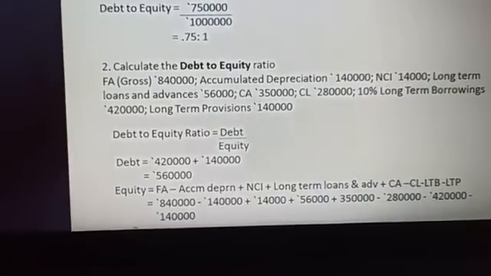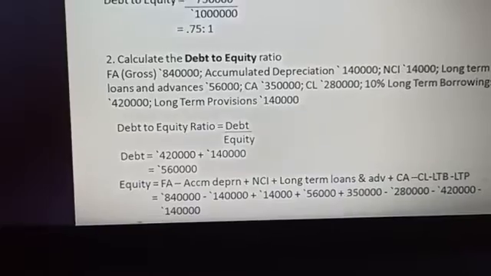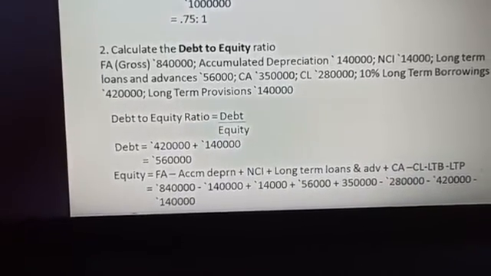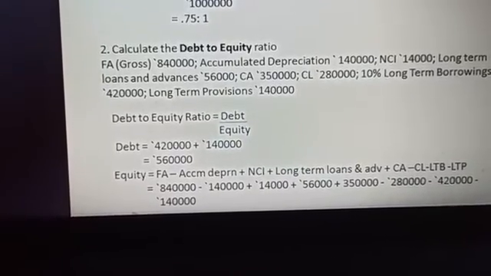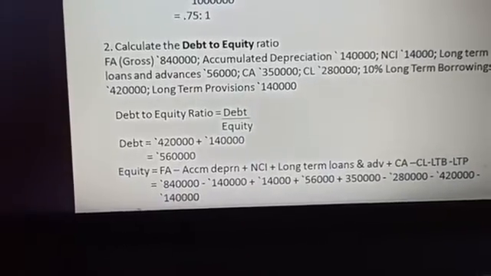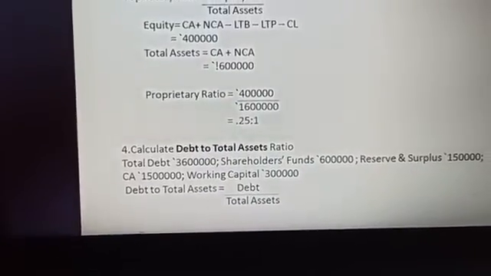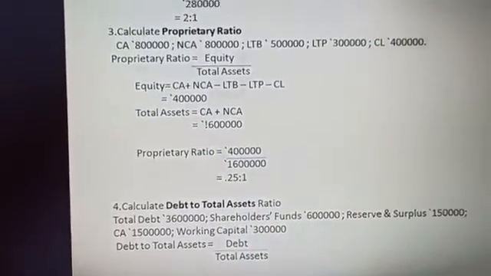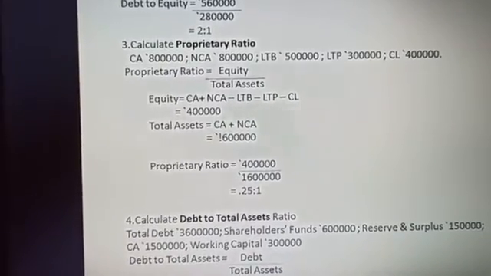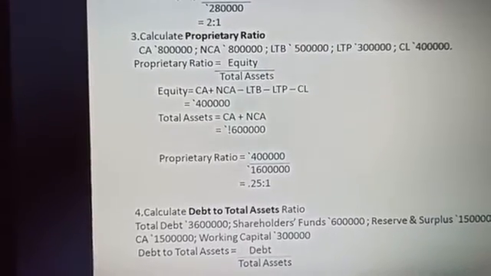Equity equals fixed assets minus accumulated depreciation plus non-current investment plus long-term loans and advances plus current assets. This gives us the asset side total, minus current liability, minus long-term borrowing, minus long-term provisions. If we put in all the values, we get the value of equity to be 2 lakh 80,000. So the debt to equity ratio will be 5 lakh 60,000 divided by 2 lakh 80,000, that is 2:1.